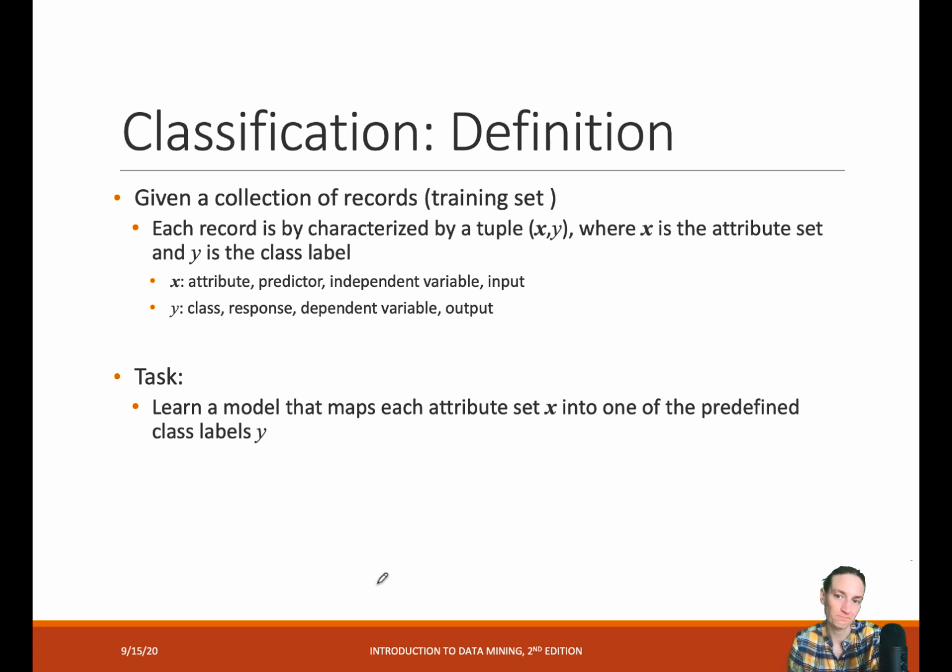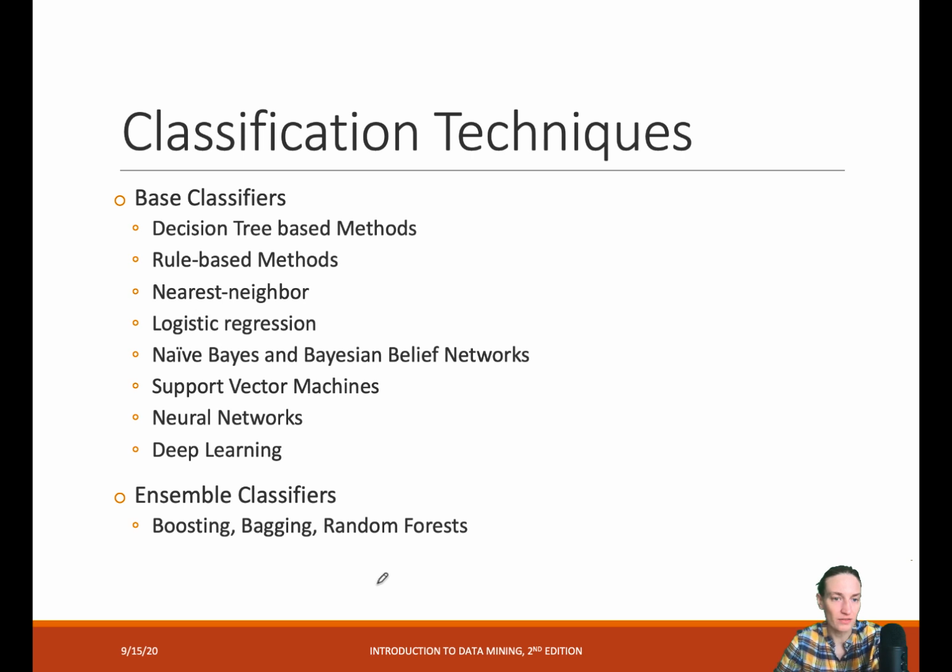Okay. So we have many types of techniques that we can use to learn these models. Some base classifiers: decision trees, rule-based models, nearest neighbor, logistic regression. I find logistic regression super simple and very effective. Naive Bayes or other Bayesian models. Support vector machines, usually called SVM. You've come across them. Then we go into the neural network stuff and deep neural networks, which are basically neural networks with more than one or two layers.